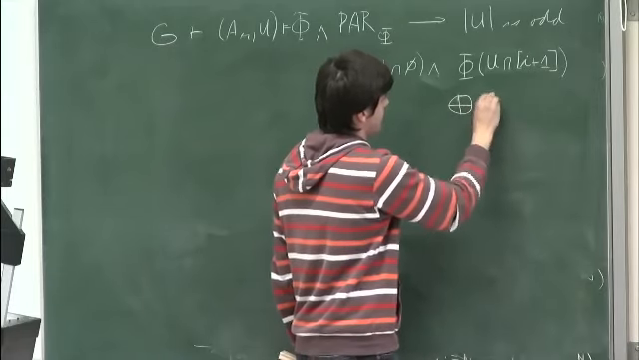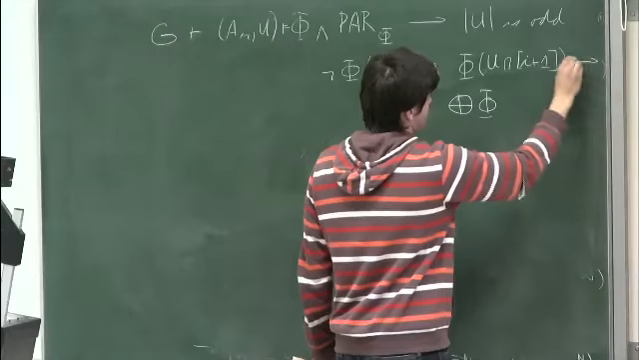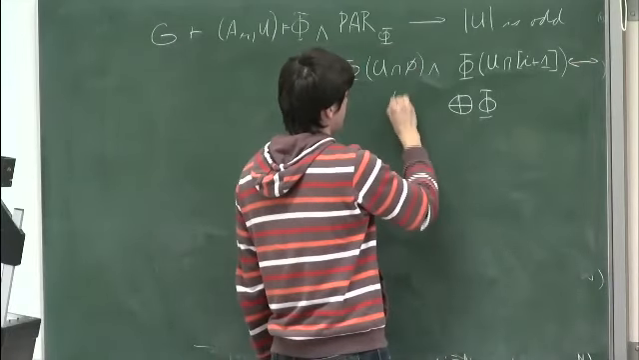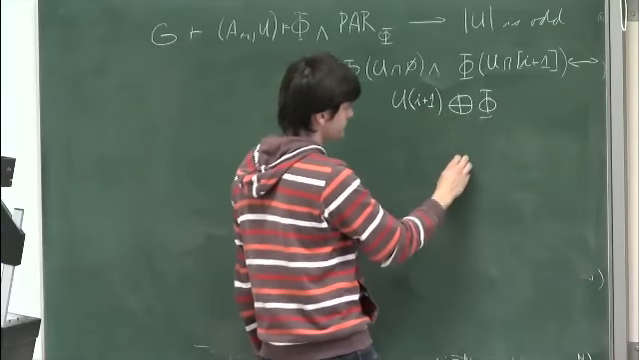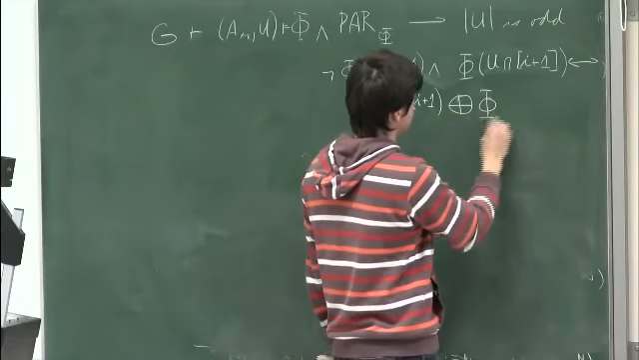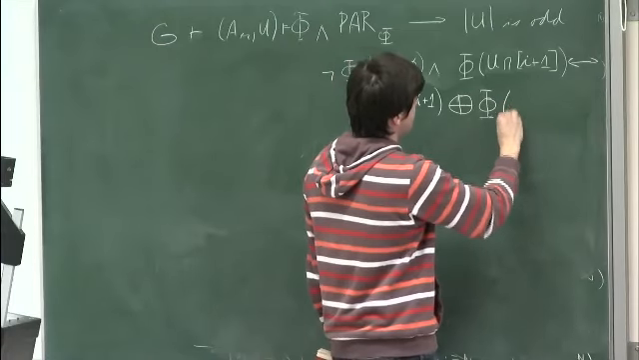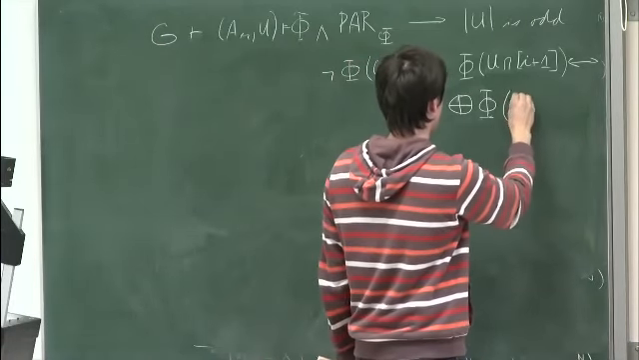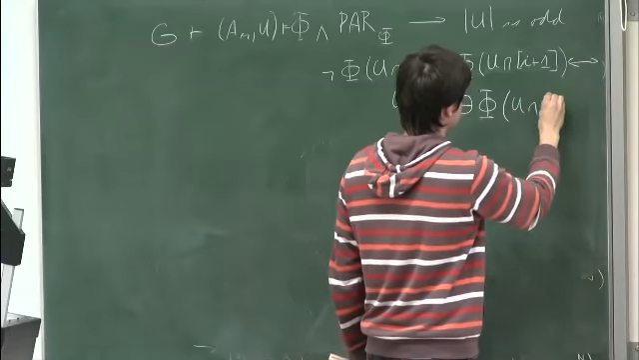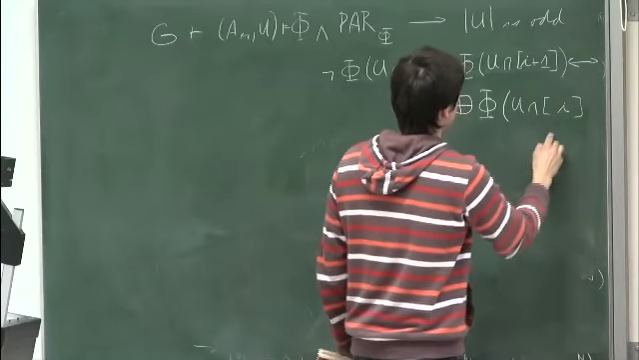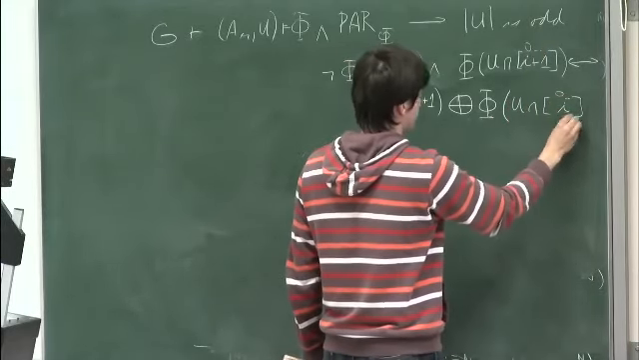If and only if u holds on I plus 1 exclusive or phi on u intersect I, where this means the interval 0 to I plus 1 and 0 to I.